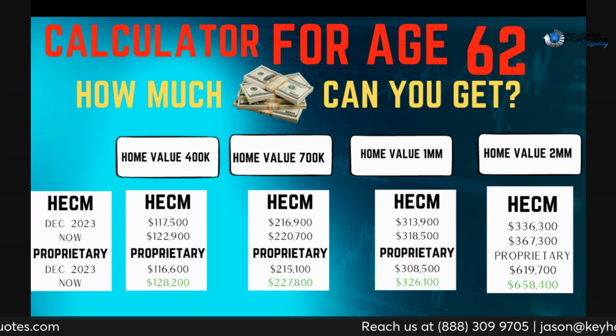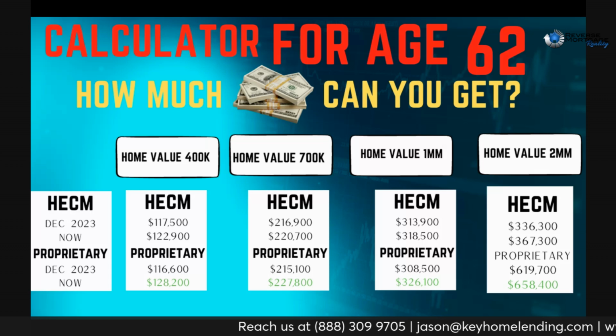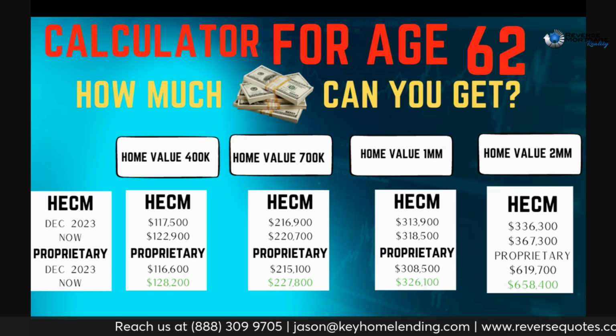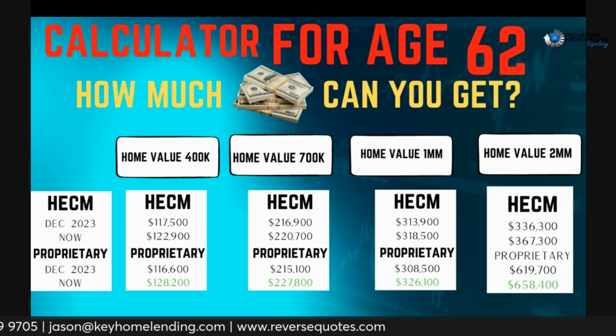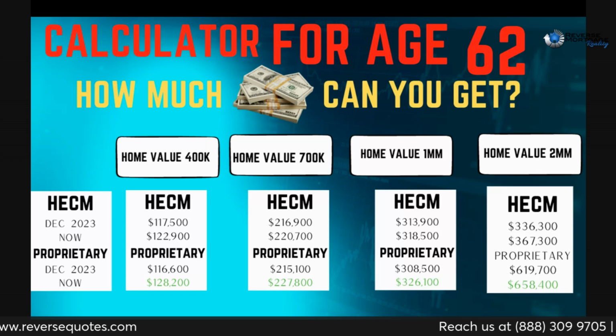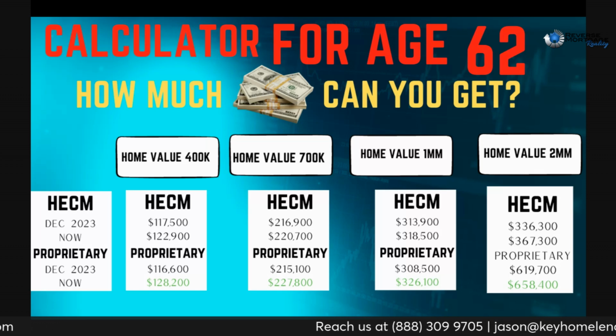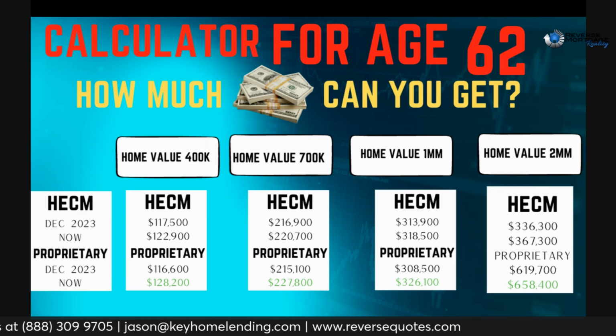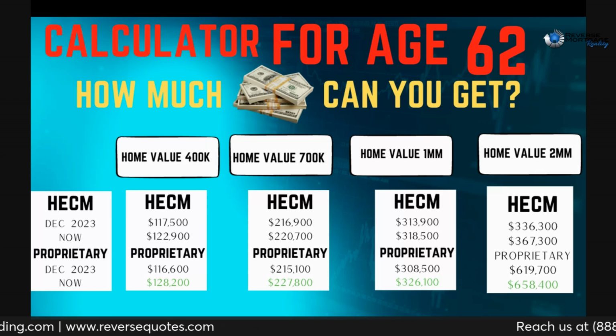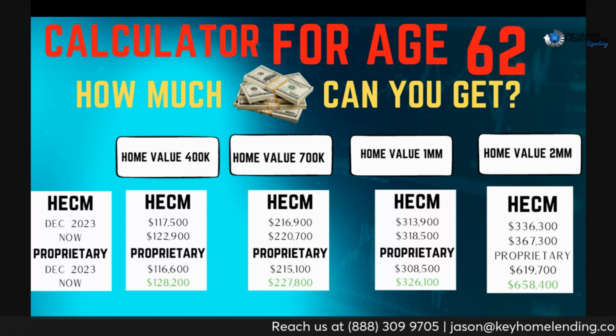The proprietary still just crushed it over the past 8 or 9 months, so 116 to 128 on a $400,000 value. $700,000, you can see HECM still increased about 4. The proprietary increased about 12. $1 million home value, HECM's up about 5 again. The proprietary is up 18 or so, 17. And $2 million value, look at that. The HECM is up slightly, but the proprietary is up pretty drastically. So like $38,000, 30, 40, 50.